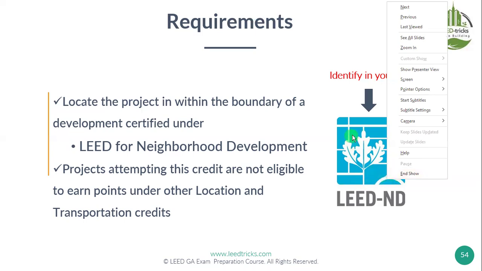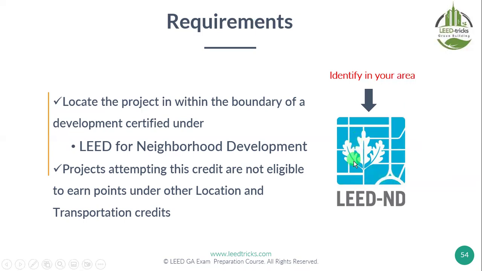You got it? So this is the last credit, and I kept it for last because if you do this credit, you will not do any credit from the location and transportation category. You cannot do both. You can do all the credits or this credit. Why? Because this credit only has 16 points, and all the other credits also total 16 points. You can do this or that. You cannot take 32.